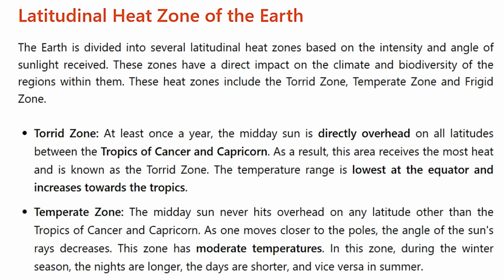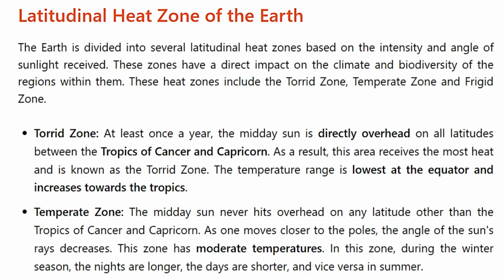Latitudinal heat zones of the Earth. The Earth is divided into several latitudinal heat zones based on the intensity and angle of sunlight received. These zones have a direct impact on the climate and biodiversity of the regions within them. These heat zones include the torrid zone, temperate zone, and frigid zone.